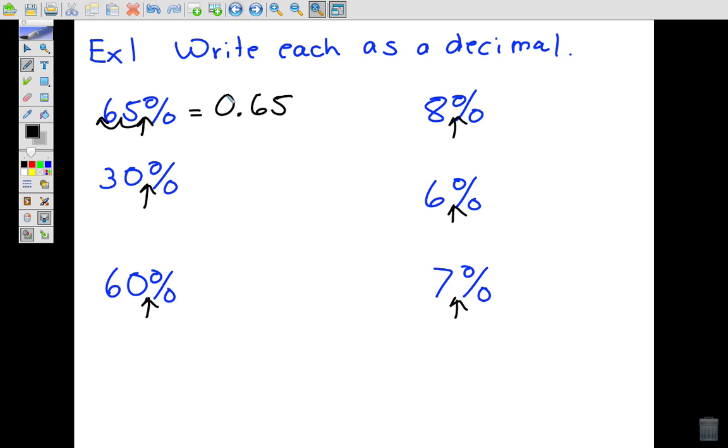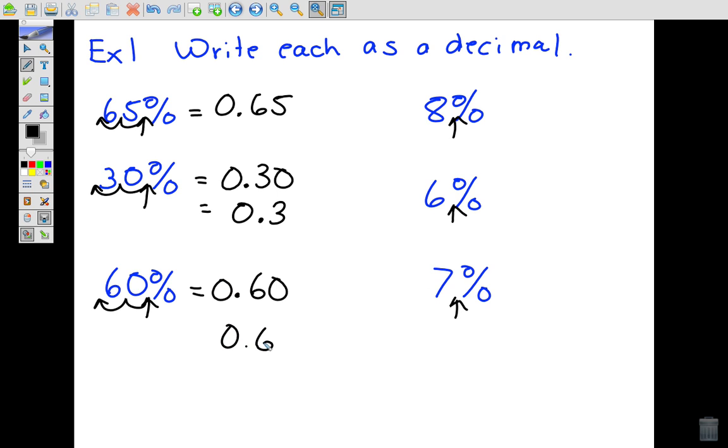Okay, let's change 30% to a decimal. Well, again, to change a percent to a decimal, it's always 2 places left. So here I would get 0.30, stick a 0 in front, so 0.30. And really I could also write this as just simply 0.3, because what happens when I add a 0 to the end of a decimal? It doesn't change the value. So 0.30 is exactly the same as 0.3. Okay, 60%, let's see, 2 places left, and I would get 0.60. And you could also write it as 0.6.